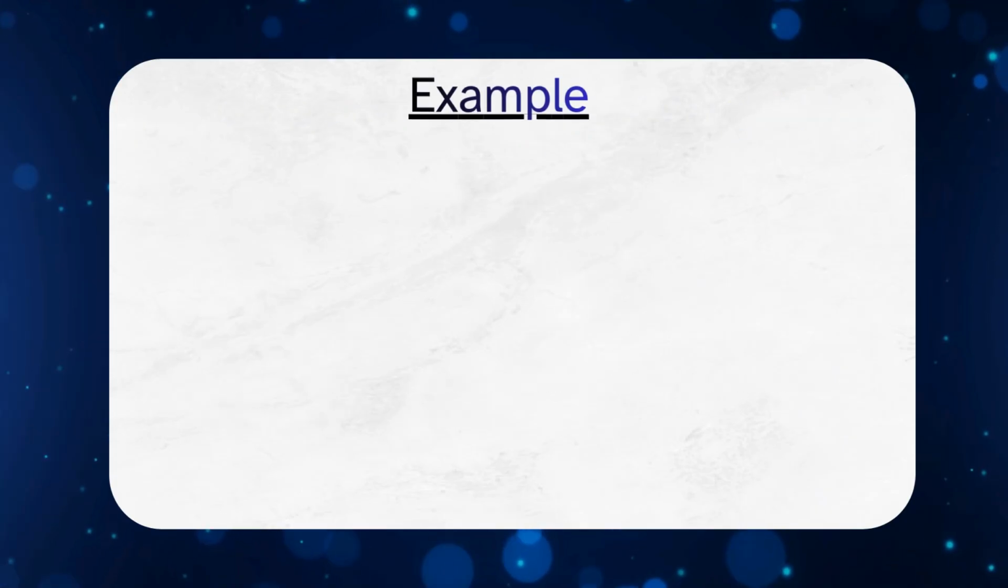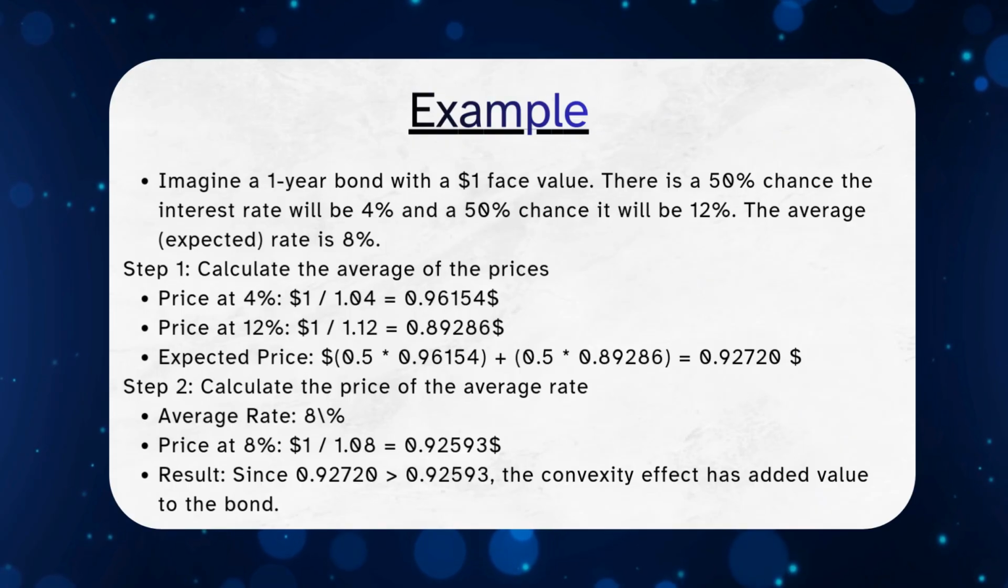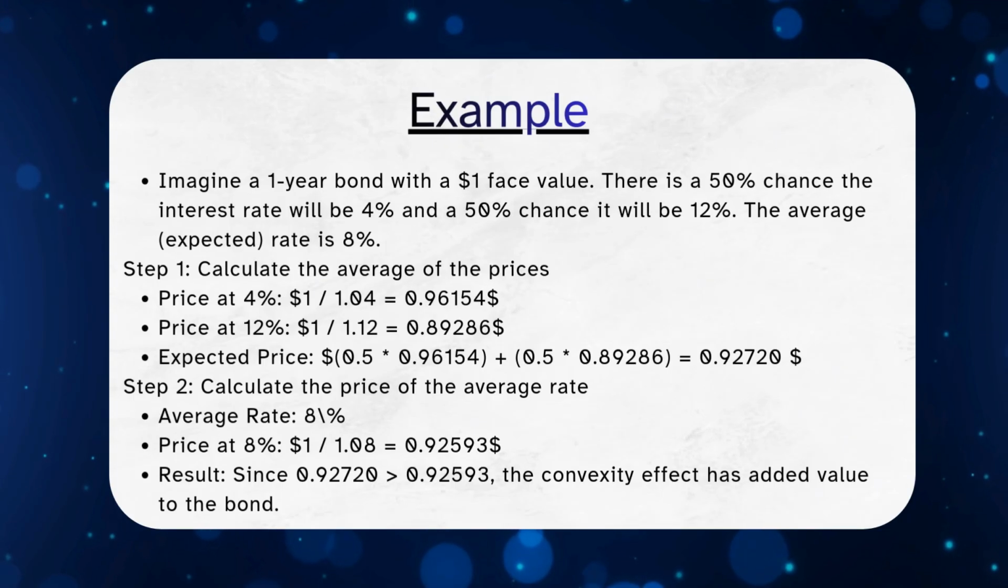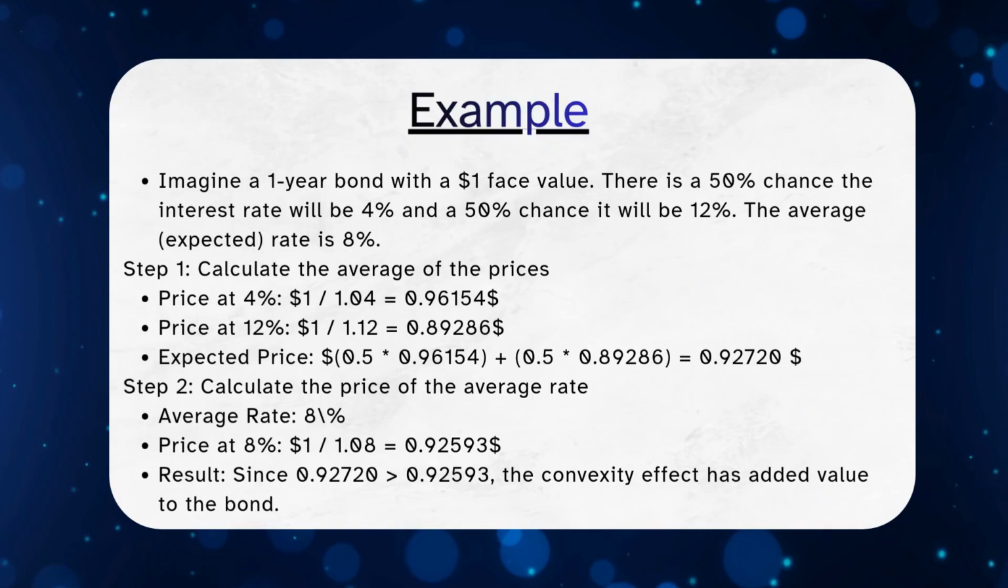Let's put some numbers to it. Imagine a $1 bond where there's a 50-50 chance the rate will be either 4% or 12%. The average rate is 8%. If we calculate the price at 4% and 12% separately and then average them, we get about 92.7 cents. But if we simply calculate the price using the average 8% rate, we get only 92.6 cents. That tiny difference, that extra fraction of a cent, is the convexity effect in action.